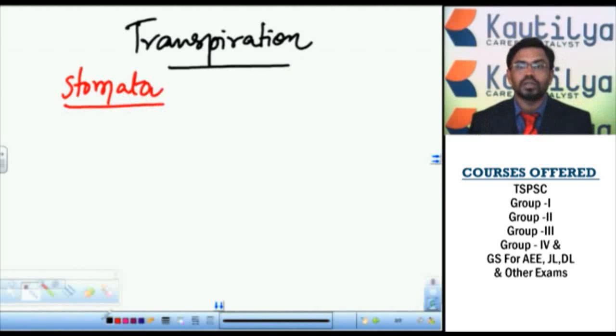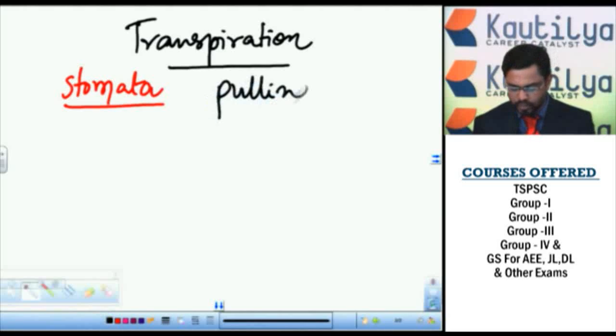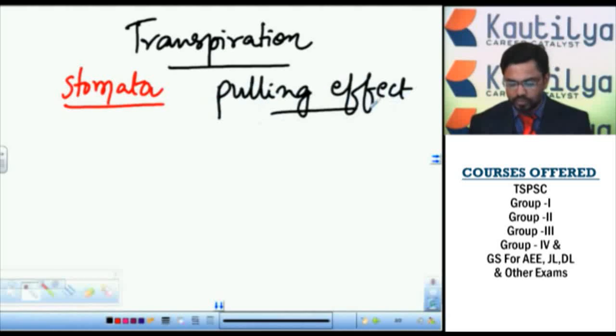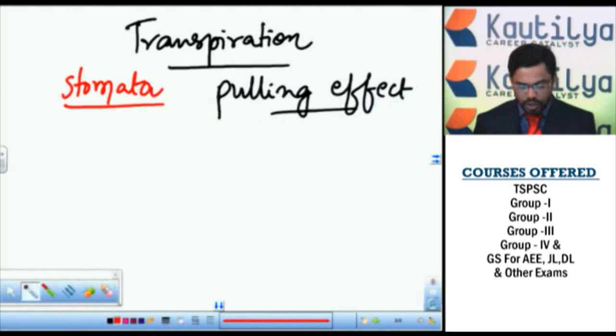In some very tall plants, water may reach a height of 80 to 100 meters because of transpiration only. Transpiration creates a pulling effect, thereby the water and other minerals can move upwards in the plant. So transpiration takes place through the adjustable pores called stomata.